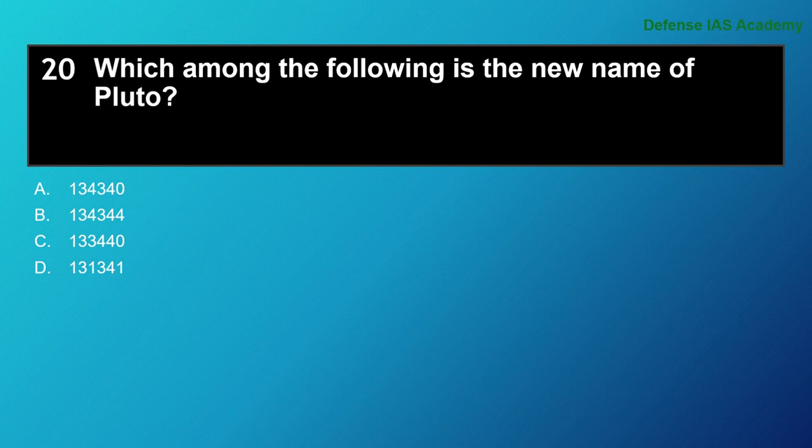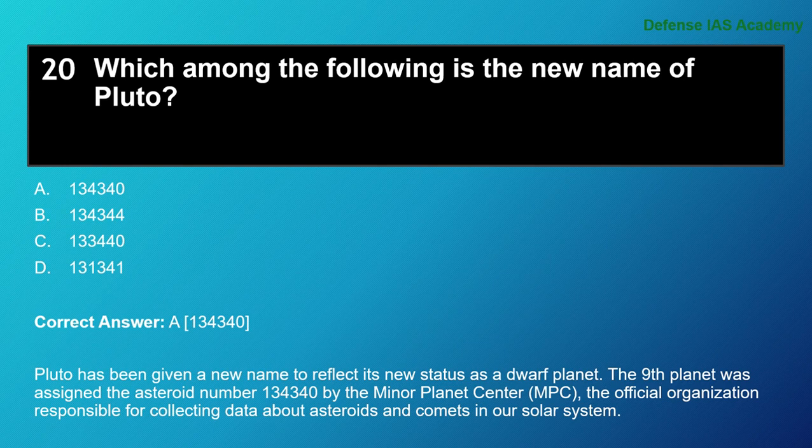Which among the following is the new name of Pluto? The answer is option A, 134340. Pluto has been given a new name to reflect its new status as a dwarf planet. The ninth planet was assigned the asteroid number 134340 by the Minor Planet Center (MPC), the official organization responsible for collecting data about the asteroids and comets in our solar system.